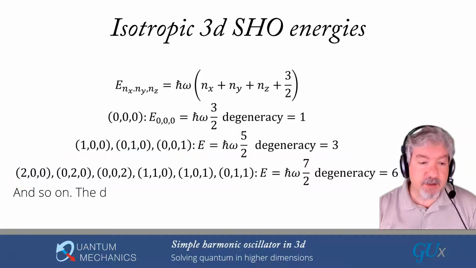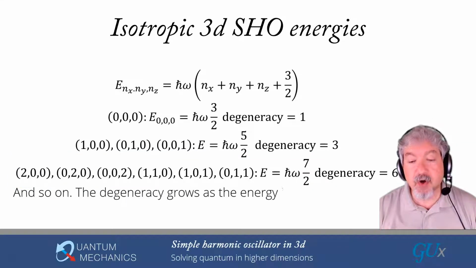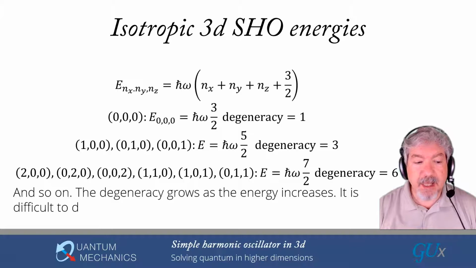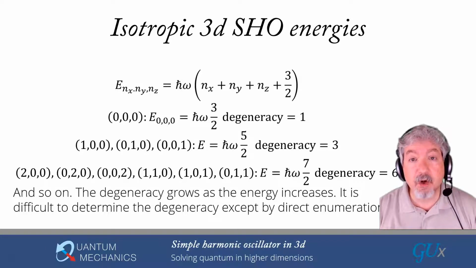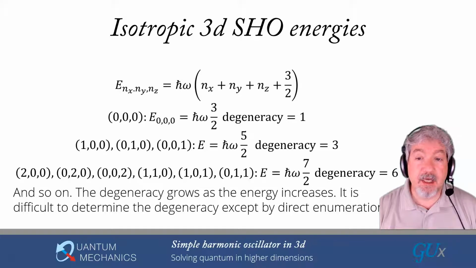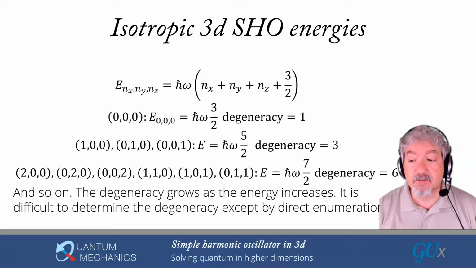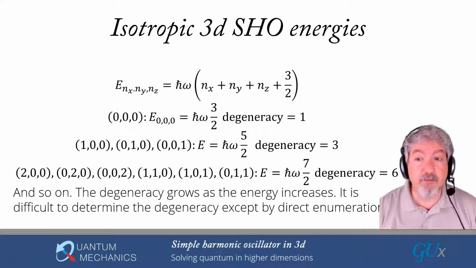What you can see from this is that the degeneracy grows as the energy increases, and it actually is pretty difficult to determine the degeneracy for any given energy, especially a large one, except by directly enumerating all possible ways to do this. The mathematical term for this is finding the partitions that sum to the particular integer n that corresponds to the energy En equals h bar omega quantity n plus 3 halves, which is what each of the different energy levels are. That's a well-known, very hard problem.